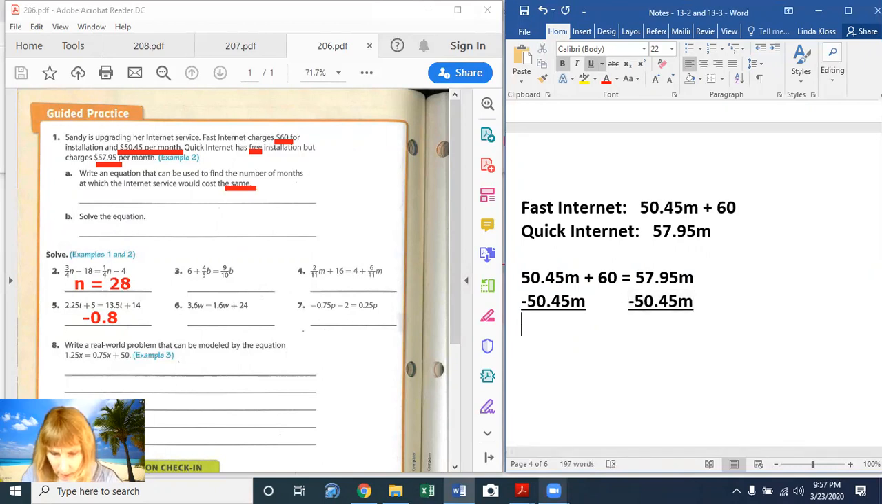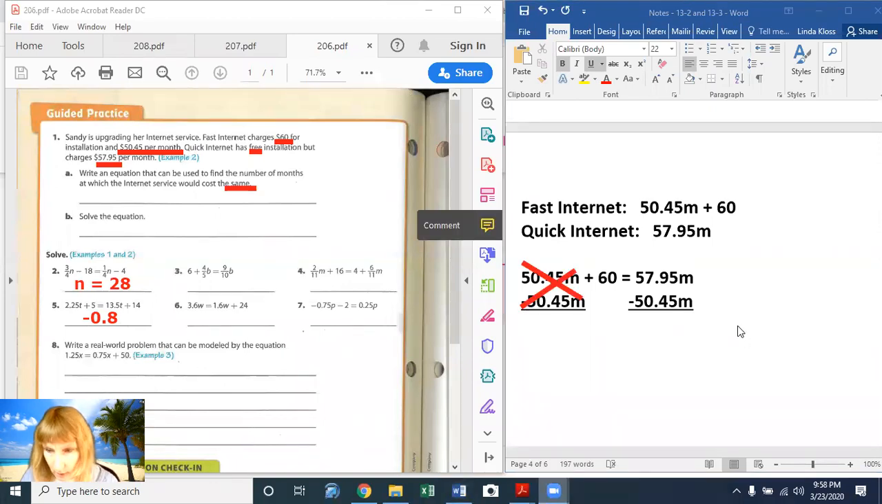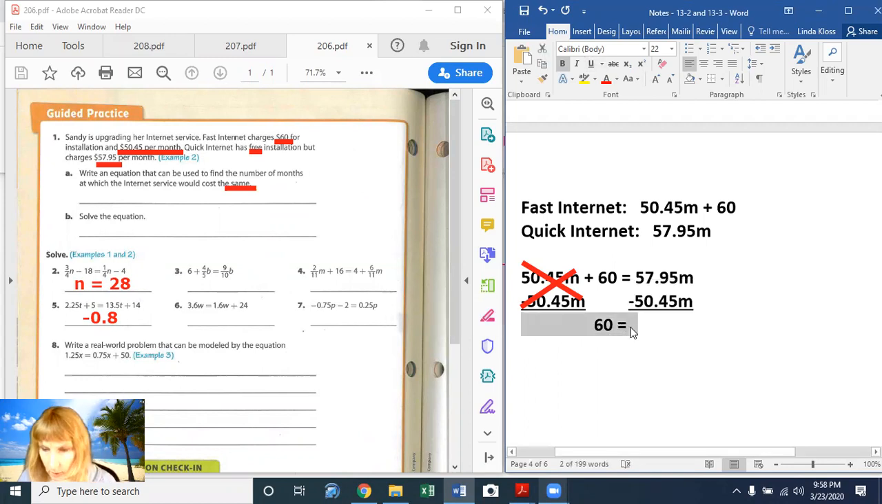So this is going to leave us with 60 because these are going to cross off right here. These are going to cross off like that. And that's going to leave me with just 60 equaling, and get rid of the underlining. So now we have 57.95 minus 50.45. So that would give me an answer of a 0 here. Oops, I'm going to work backwards. 9 minus 4 is 5. Decimal there. 7 minus 0 is 7. And 5 minus 5 is nothing. So 7.50 M.